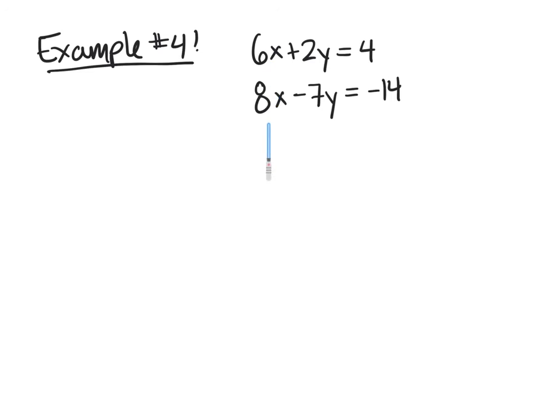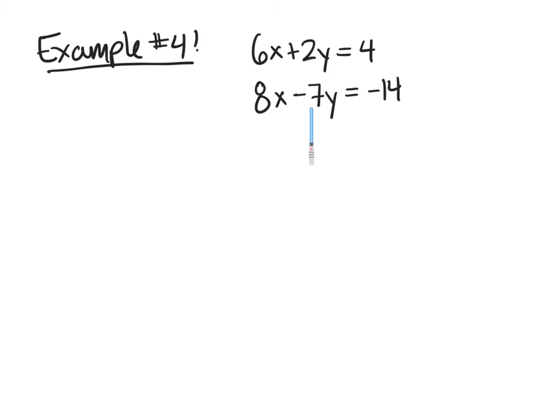If you look at the x's, I can't quickly eliminate the x's just by subtracting them, and there's really nothing I can multiply by 6 to turn it into an 8. There's nothing I can multiply by an 8 to turn it into a 6 that's not a whole number. So I'm going to put that off the table.